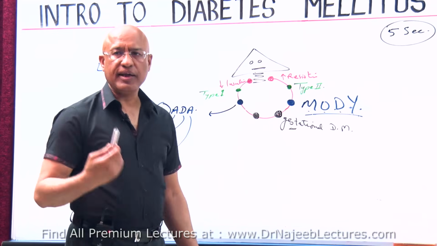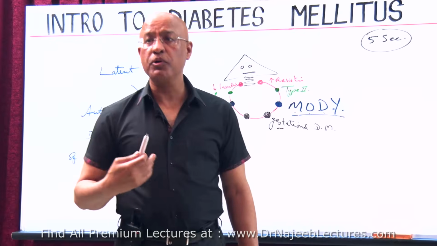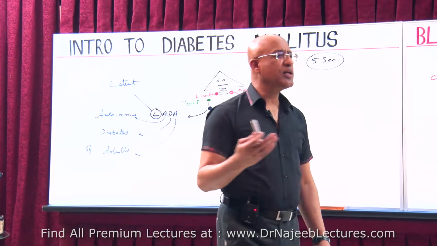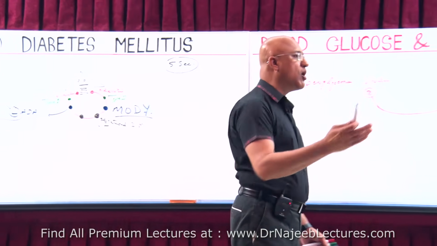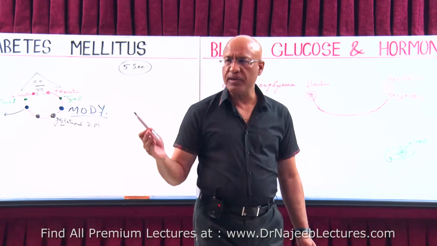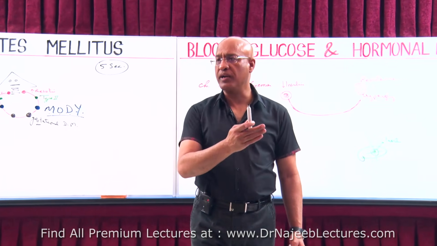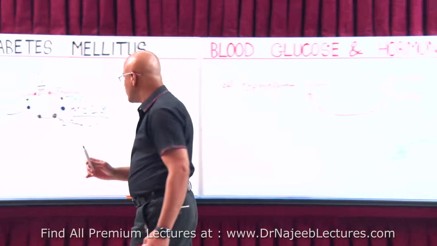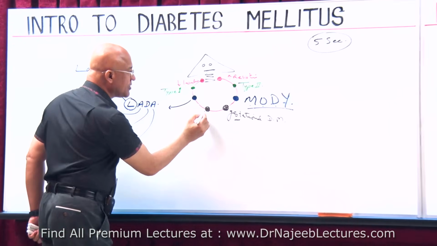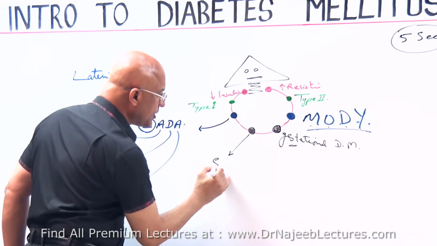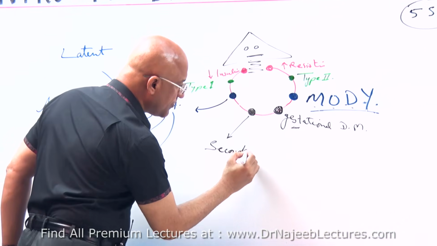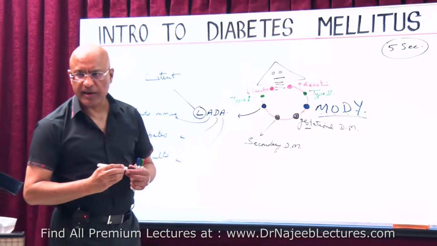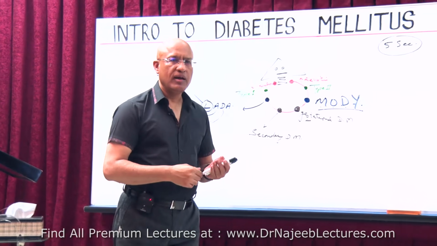Then there is another type of diabetes which may be secondary to some situation. For example, if I take some drug and that drug produces hyperglycemia, and if I am taking that drug chronically, for a long time, then I will have a tendency for chronic hyperglycemia, and we say that there is drug-induced diabetes mellitus. Such kinds of diabetes mellitus are called secondary diabetes mellitus.